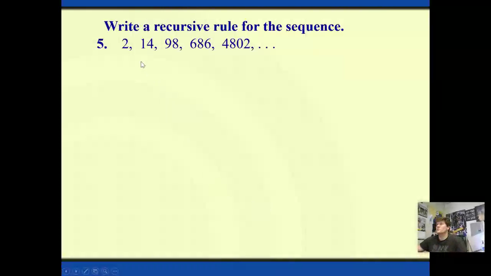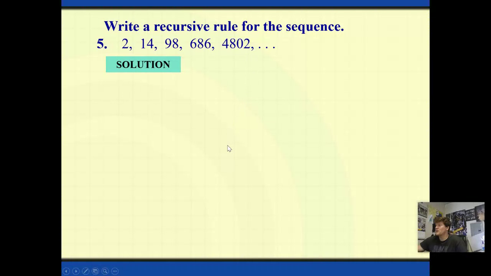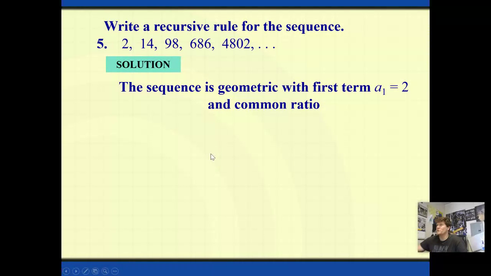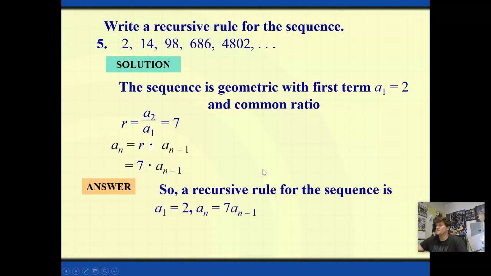Let's do another one. Write a recursive rule for this sequence. You have 2, 14, 98, 686, 4802. Just like last time, let's find what our first term is. Let's find what the common ratio is. 14 divided by 2 makes 7. So my first term is 2. My common ratio is 7. Use that to come up with your recursive rule. Hopefully you got A1 is equal to 2 and An equals 7 times An minus 1.